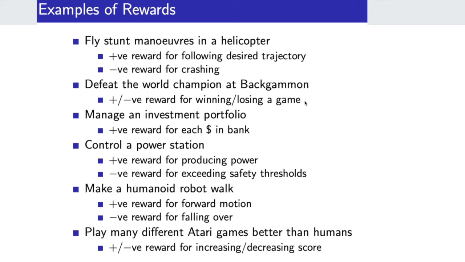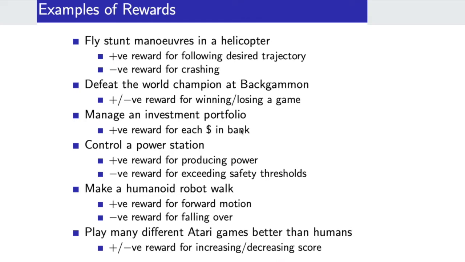Some other examples: if you're training a reinforcement learning program to manage an investment portfolio, then you could say for every dollar that ends up in the account, that's a positive reward. And if you end up losing money, that would be a negative reward. Actually, you don't need the second part. If your goal is to maximize the reward, then the agent's goal would be to maximize the amount of money in the bank.